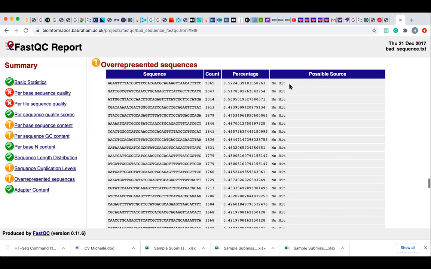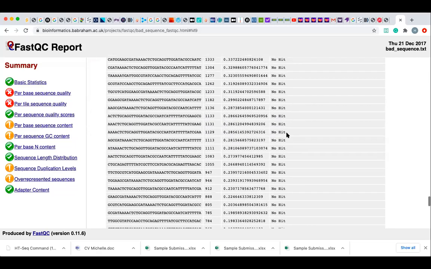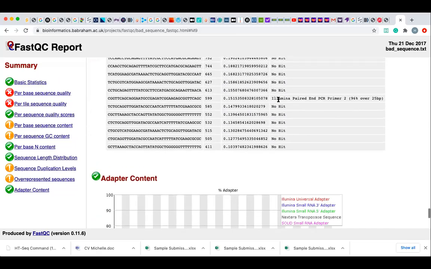However, possible source, no hit. So if it's no hit, you don't have to worry. But if there is a hit with Illumina primers or adapters, it will show you. In this case, you will need to do some trimming to get rid of these sequences. You're not getting rid of the entire sequence. You're basically just trimming the primer portion of the sequence, right?